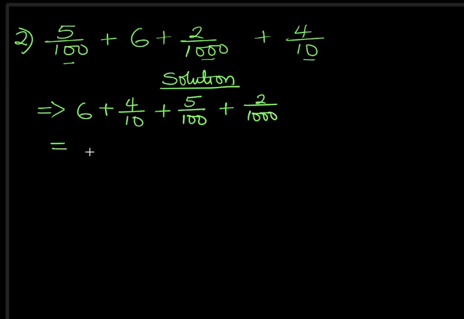So that will be equal to, for the unit, we have 6. Now, what brings in the fractional part is a decimal point. Please take note. The decimal point brings in the fractional part. So under 10, we have 4. Under 100, we have 5. Under 1000, we have 2. And that is our answer.